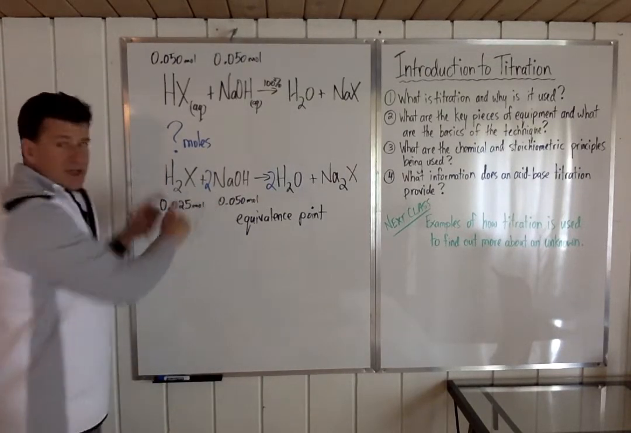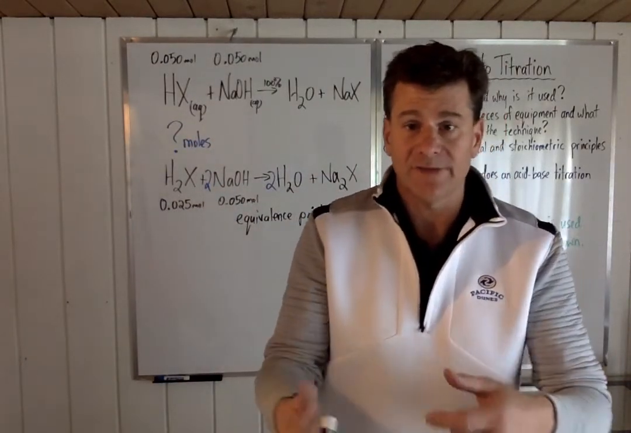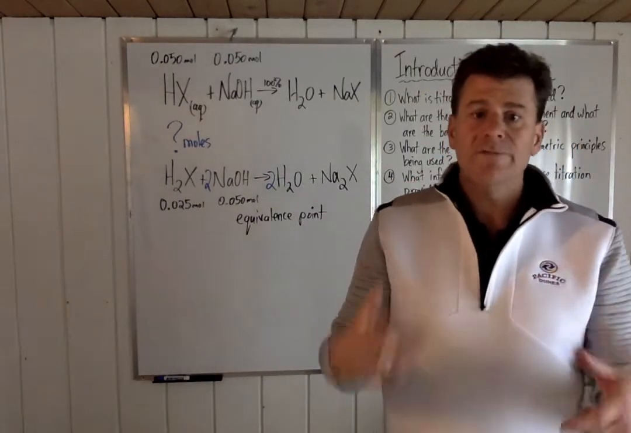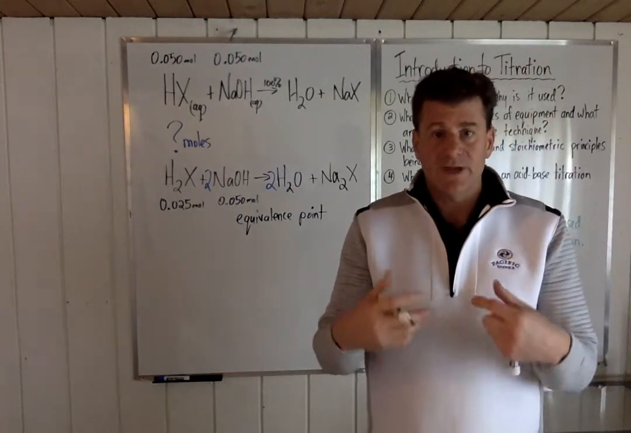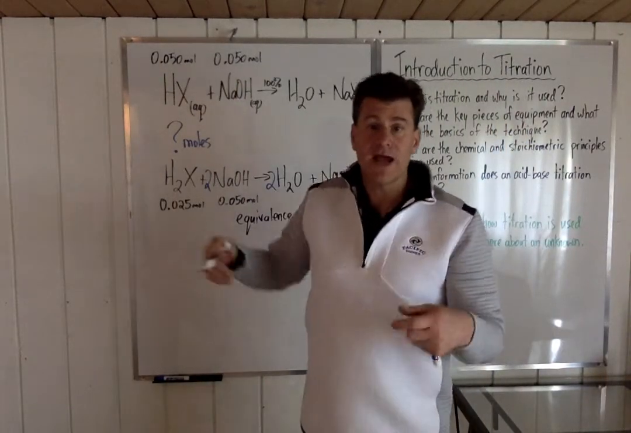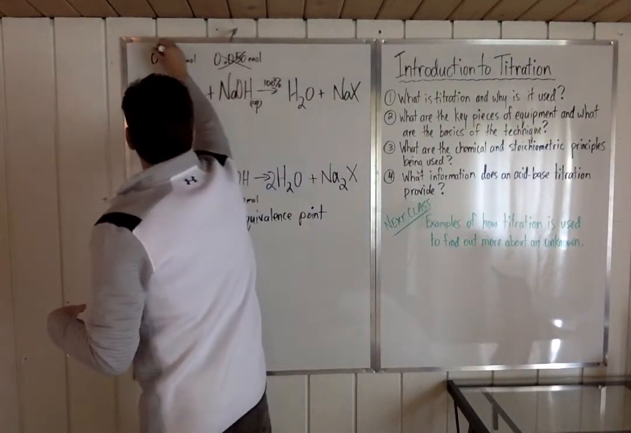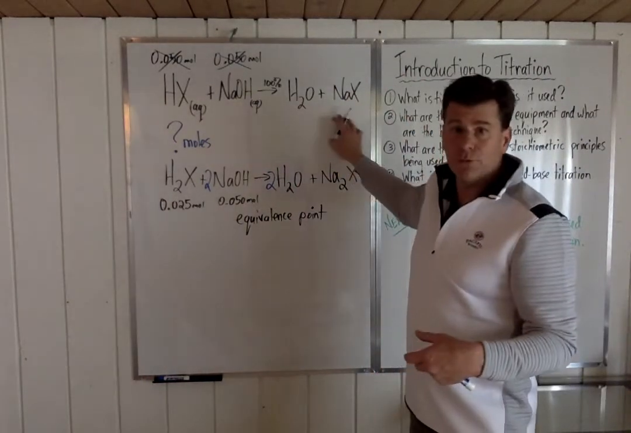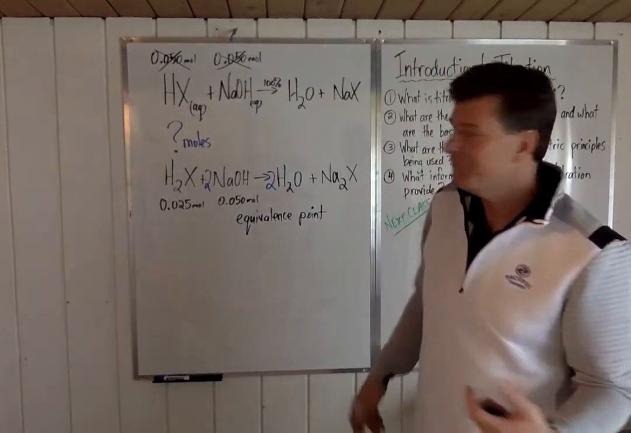Why is it half as much? Because it's in a 1-to-2 ratio. For every two sodium hydroxides I add into the water, that gets rid of half as many H2Xs. So the equivalence point is not the exact same moles. It means that you've added the perfect amount so there is no excess. So imagine that if those two have perfectly reacted in a 100% chemical reaction, I have no more of that floating around and no more of that. I have nothing but these two products over here. And using stoichiometry, you would have 0.05 moles of each of those.